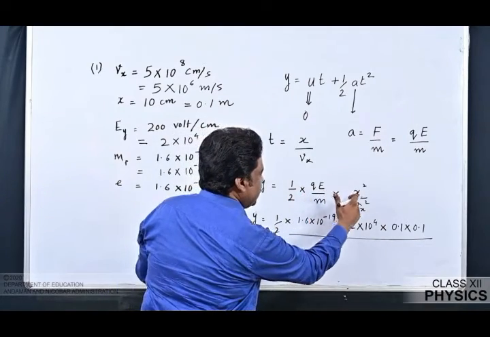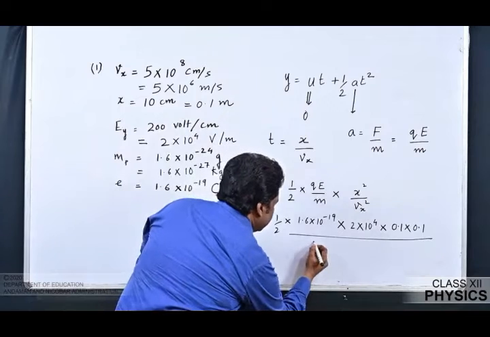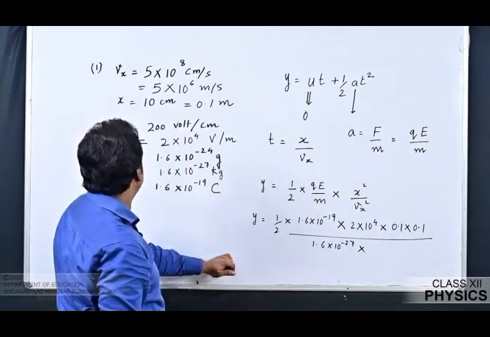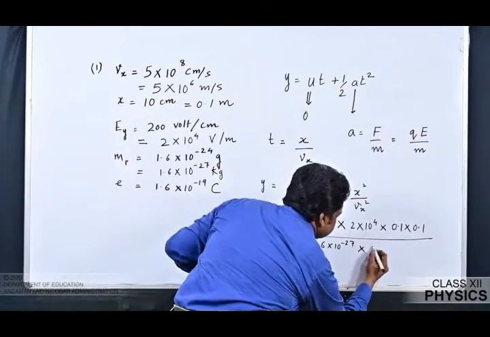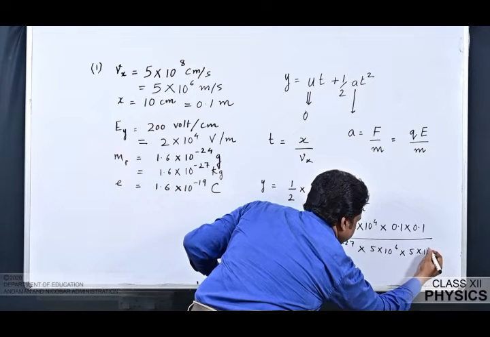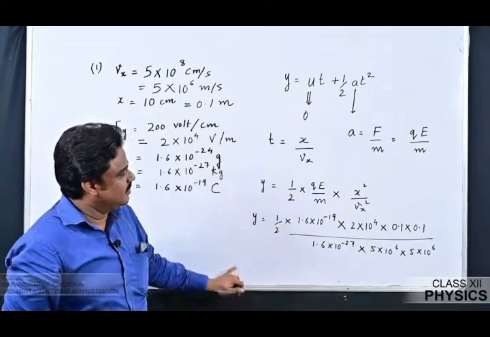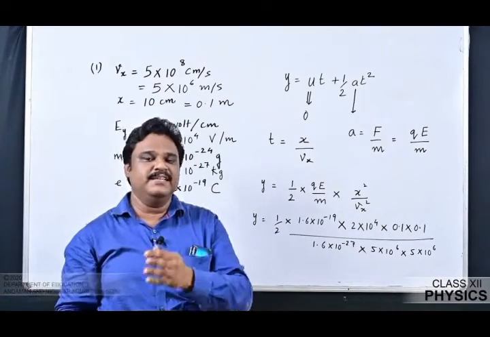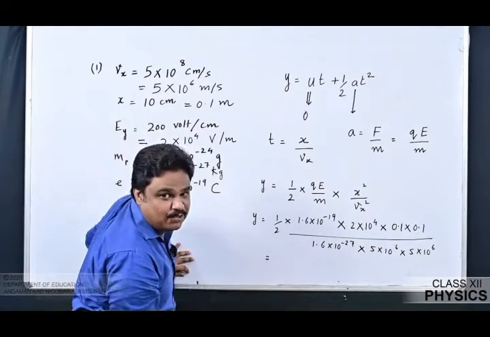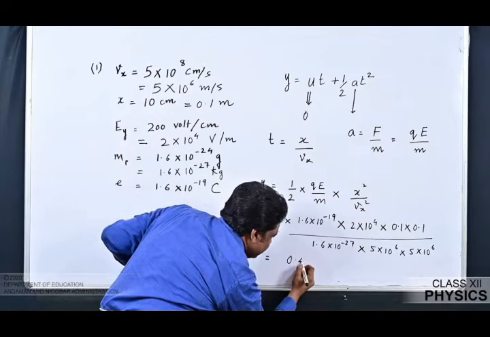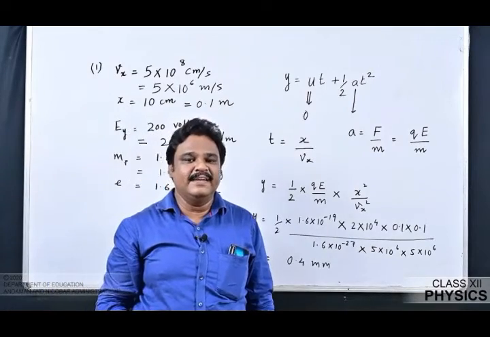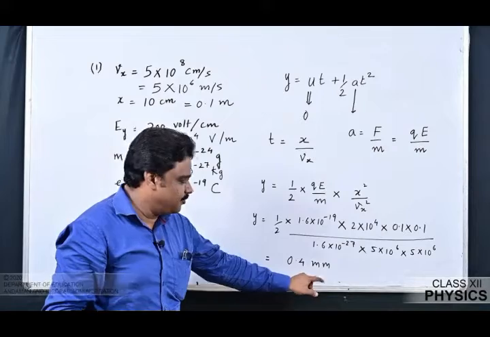Q is over, E is over, x is also over. Mass of proton, you know it is 1.6 into 10 power minus 27 kg, into the velocity. Velocity is 5 into 10 power 6, and it is squared, so once again it is 5 into 10 power 6. The simplification part is from your side; you should do it in the rough notebook, and at last on simplification we'll arrive at 0.4 millimeter. So the transverse deflection of the charged particle when entering the electric field will be 0.4 millimeter.